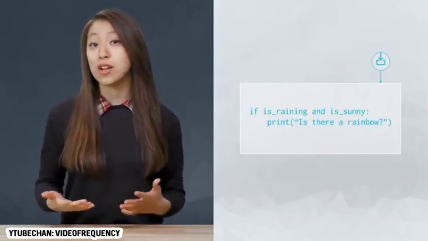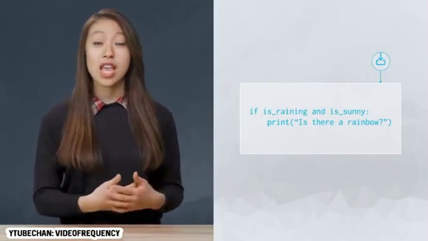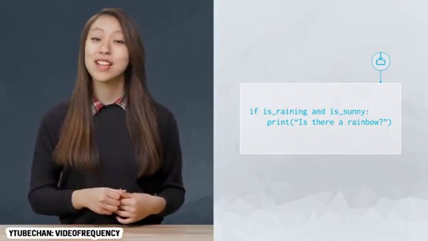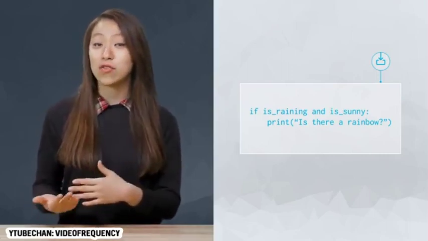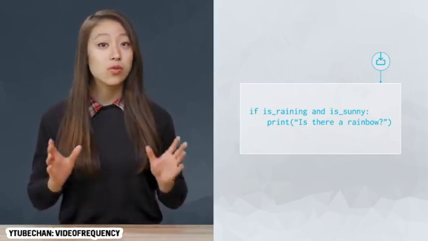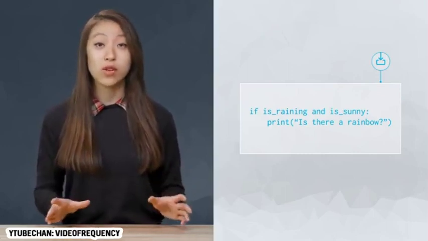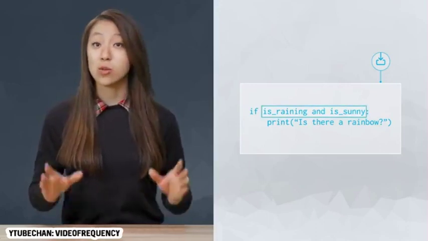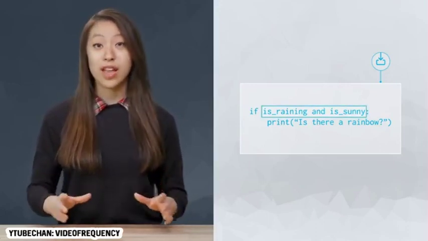Some situations may call for logical operators. If it's rainy and sunny, I might look for a rainbow. Notice that the if statement here requires that both of these individual variables hold true to evaluate as true. If either is false, then this line will evaluate as false, and our print statement will not run.